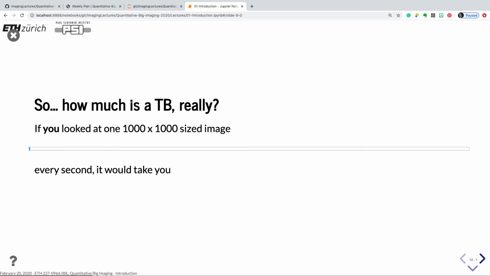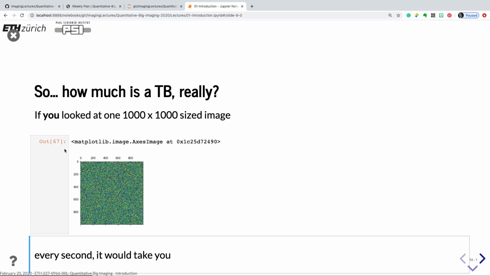So, how much is a terabyte actually? Well, you can buy a terabyte hard drive, but if you look at images, like this one, this is a 1000 by 1000 image. So it's 1 megabyte, or if you take it 16-bit, then it's 2 megabyte. And if you look at that every second, how long would it take you?